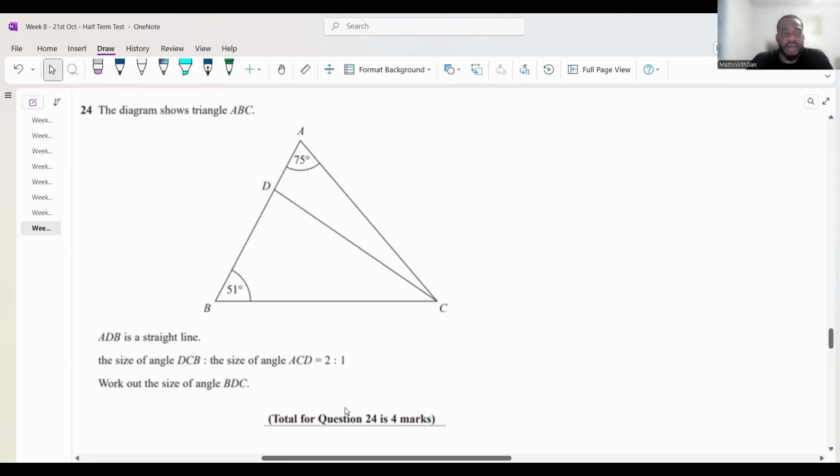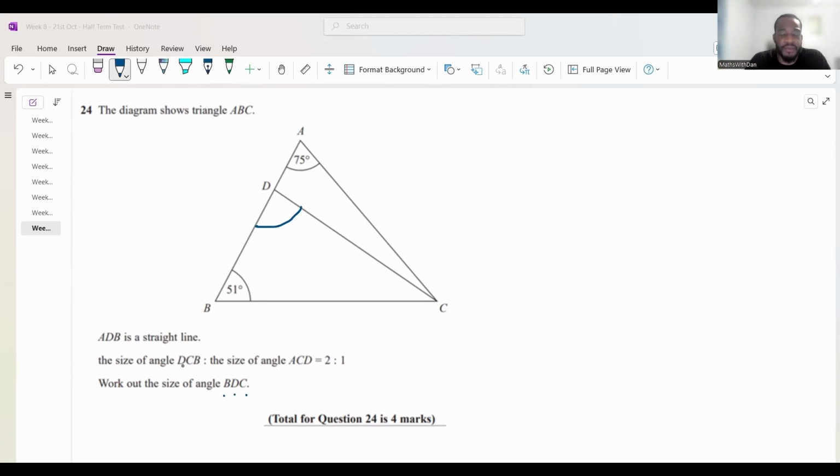So firstly, what I would do is mark the angle in question. BDC. The D is in the middle, so it's BDC. It's this angle here. Is everyone happy with that? That this is the angle that we're trying to calculate? Yeah, good stuff.